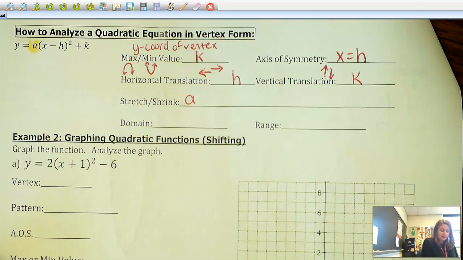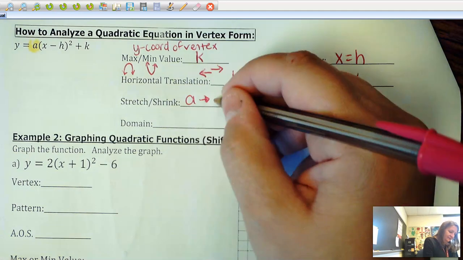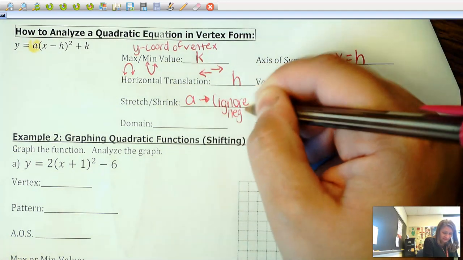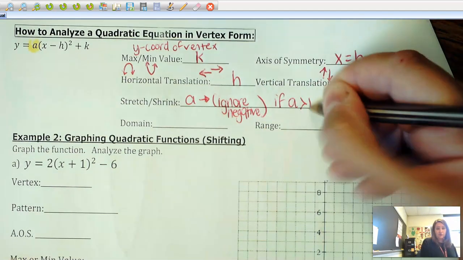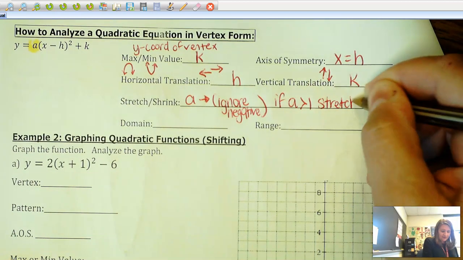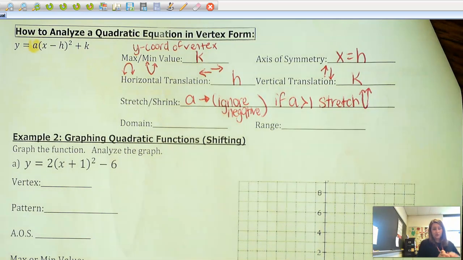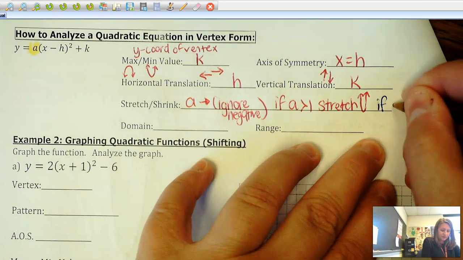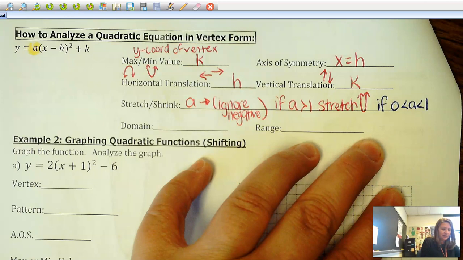So it depends. You have two different options. I'm going to have you ignore if it's negative. So if it's negative, just ignore the negative. If that a value is bigger than 1, you're going to have a stretch. And that's going to make your graph more narrow. It stretches it out. And remember, we're going to ignore the negative if there is a negative, that just turns the graph upside down.